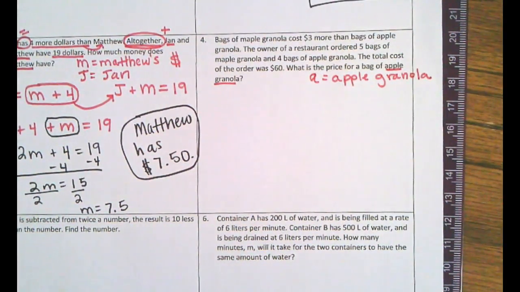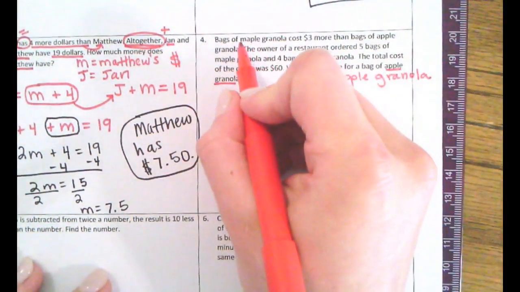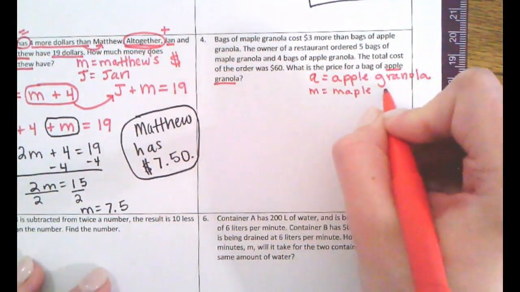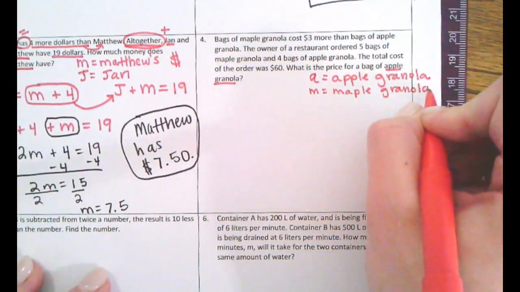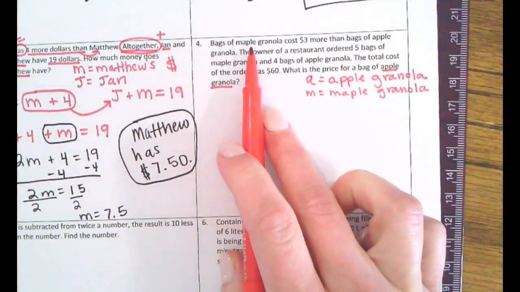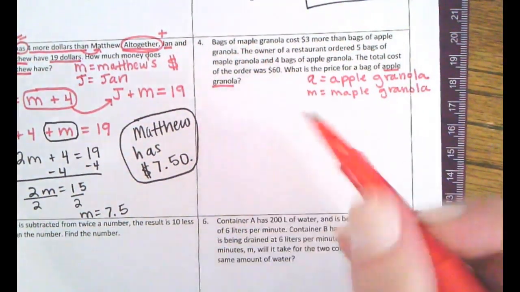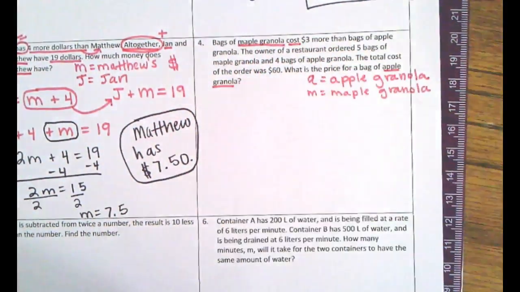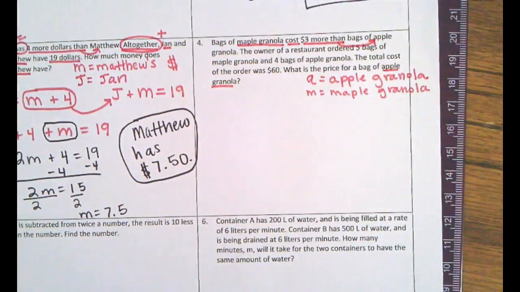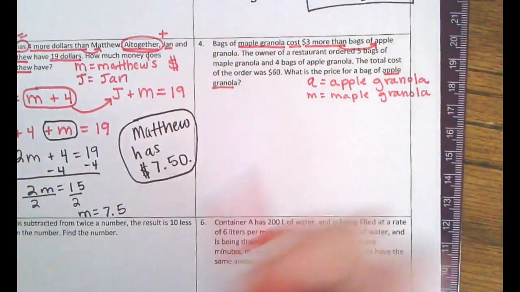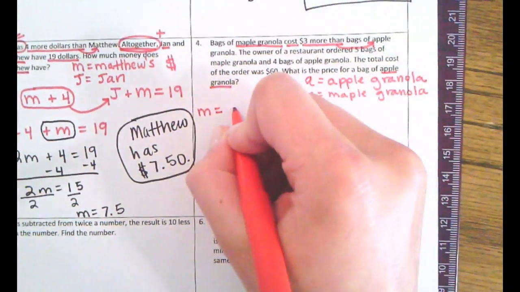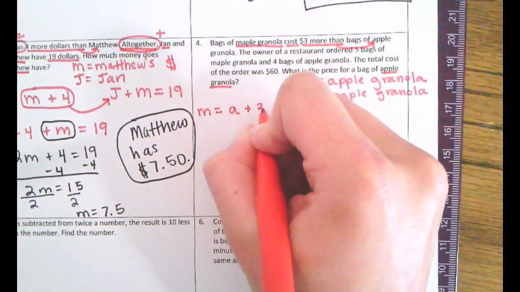Similar to the last problem though, I have 2 types of granola. Earlier mentioned was maple. So I'm going to set this up as maple granola as M. So I'm going to go back to the original part of the problem. It says bags of maple granola cost $3 more than bags of apple granola. So a similar process, I'm going to say maple costs $3 more than apple. So apple plus 3.